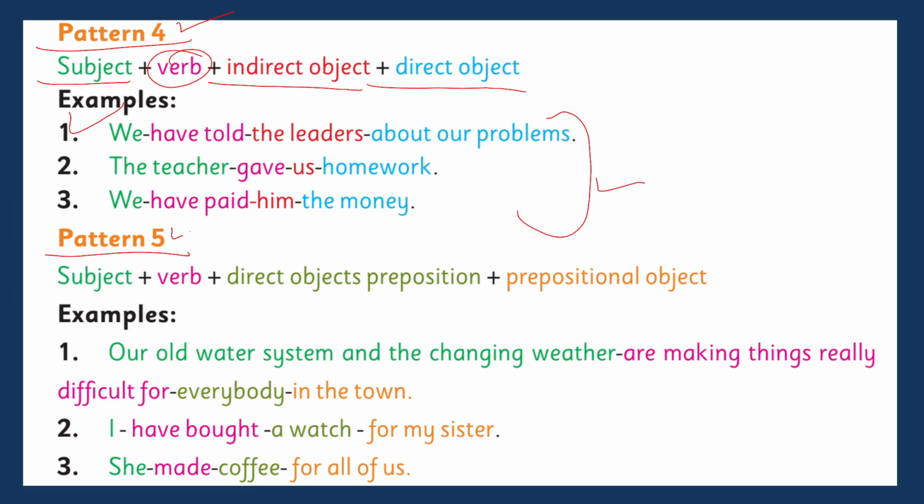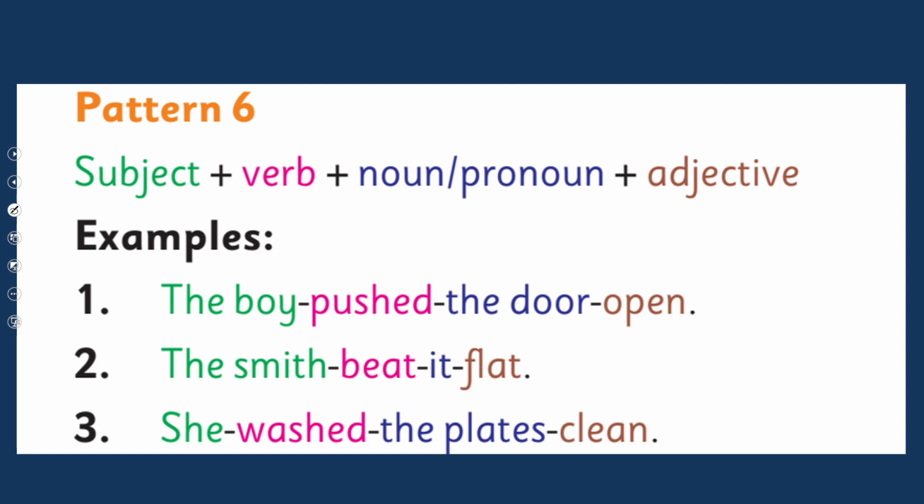फिर pattern 5 हमने किया था, where you have direct object, preposition, and then the prepositional object. And lastly, in the last lecture, subject plus verb plus add any noun or pronoun and then add an adjective. And the examples are given over here. Now, let's talk about the pattern number 7.